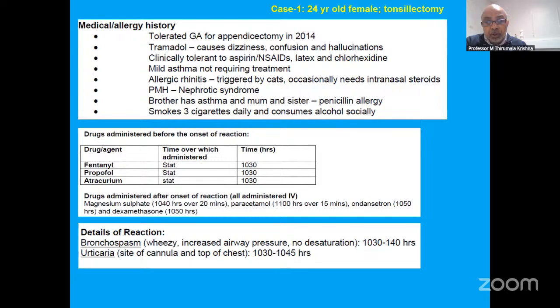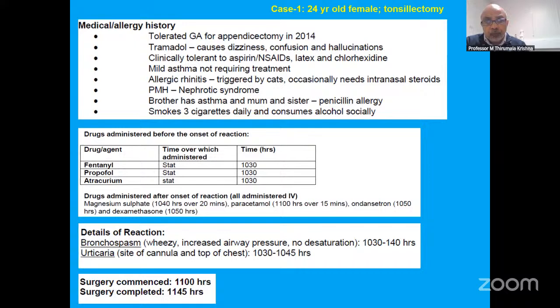Then you can see that virtually after the 3rd drug was given, at 10:30, they developed severe bronchospasm, causing a rise in ventilatory pressures. There's no desaturation, and they developed urticaria at the site where the cannula was inserted and at the top of the chest. So it was not really a full-blown anaphylaxis. It doesn't meet the WHO criteria for anaphylaxis, but nevertheless, this was a serious reaction in that it did cause lower airway symptoms. The patient then received treatment for the bronchospasm. They had magnesium sulfate and dexamethasone. The surgery was fortunately completed in this patient at 11:45.